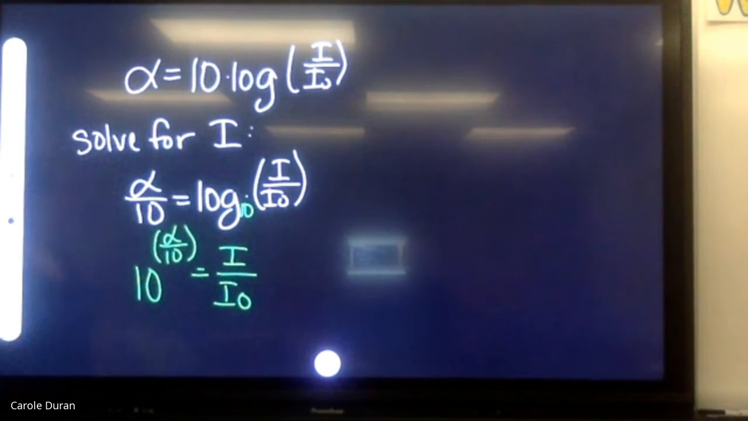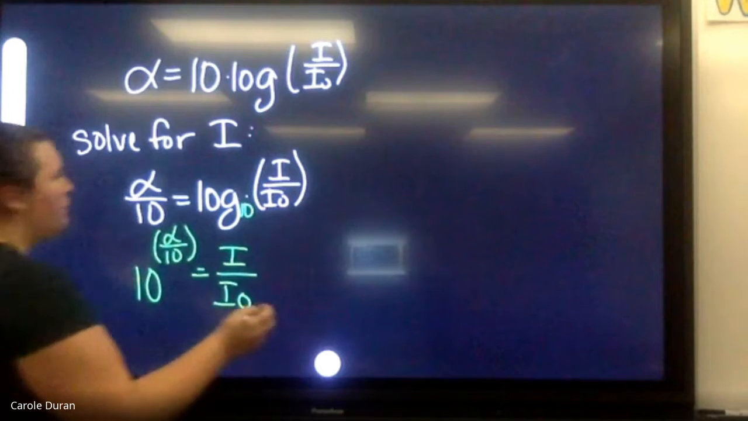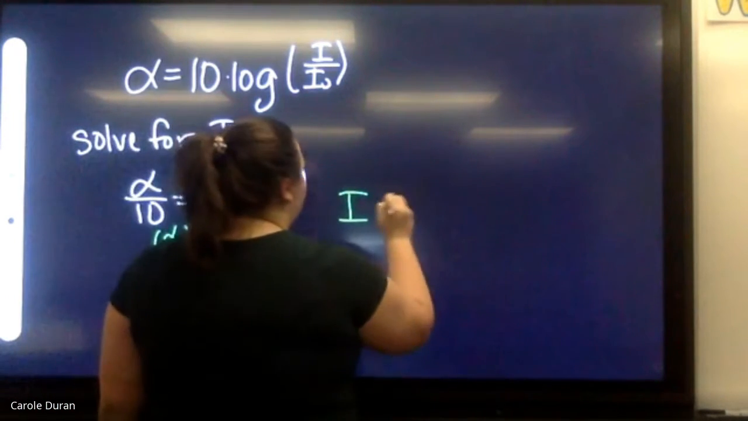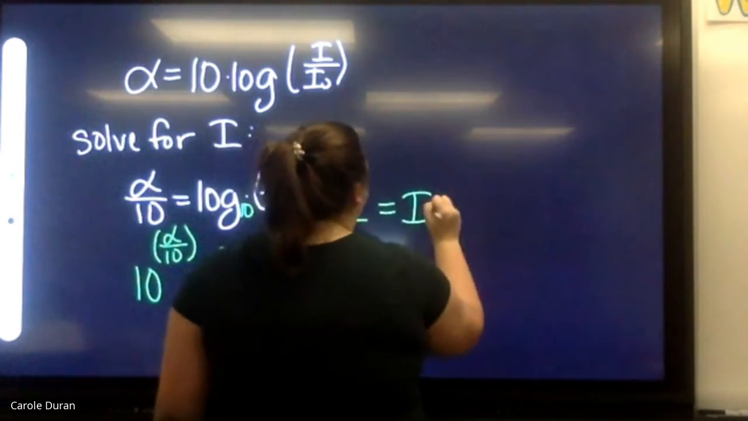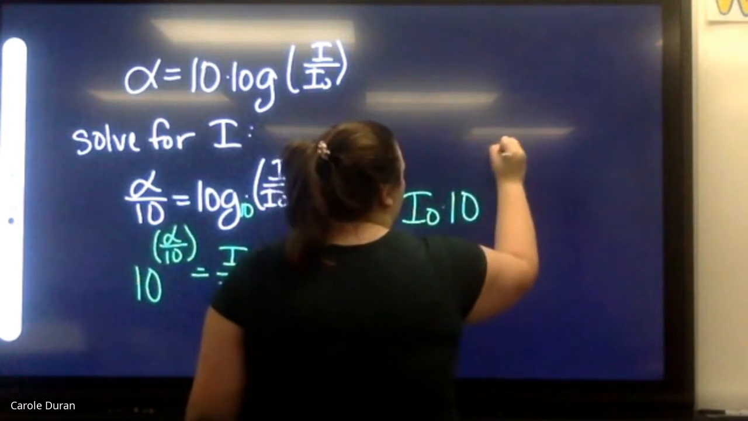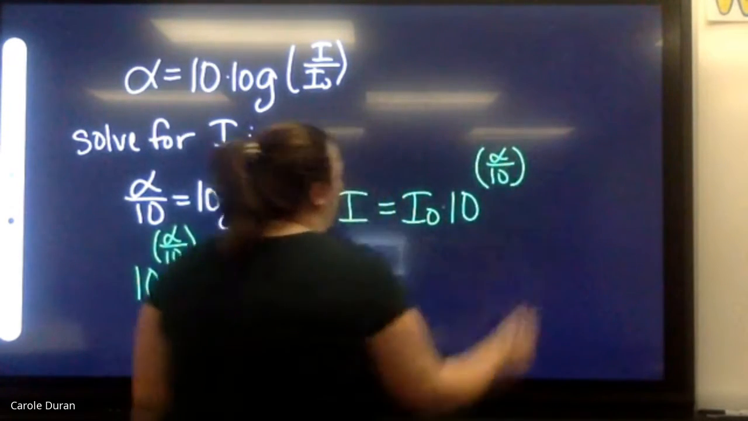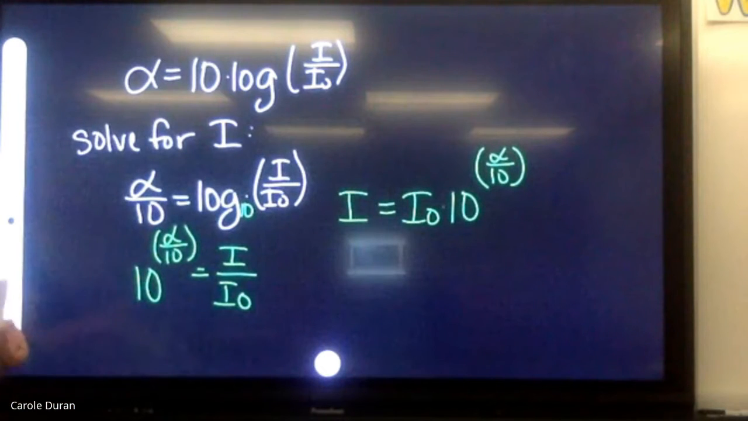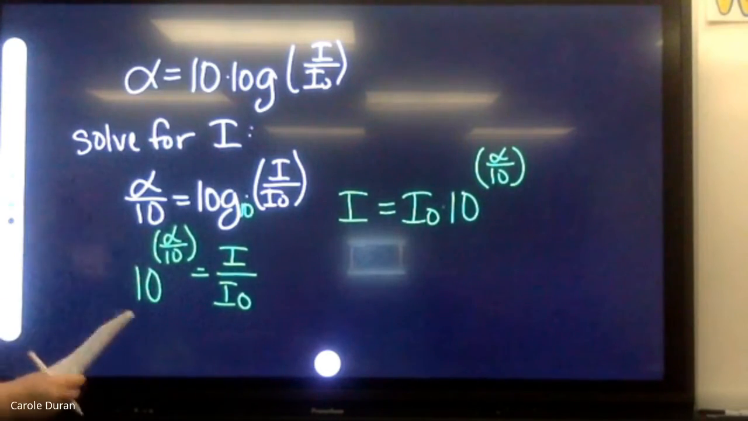And then to get I by itself, I just multiply the I naught over. And I get the finished product that is I equals I naught times 10 to the alpha over 10 power, or whatever Greek letter that is. And then we are finished with 27. Moving into 28.